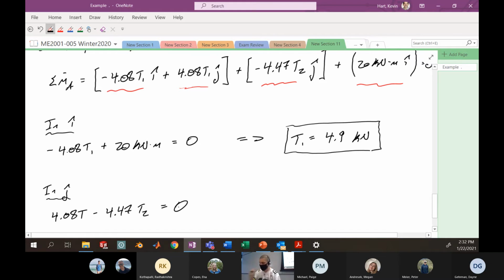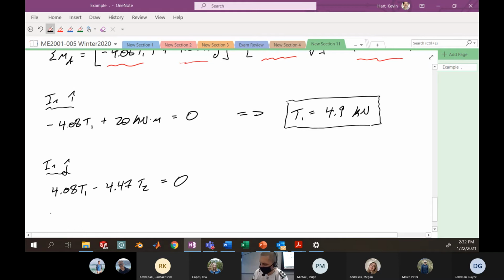Equal to 0. Grab my T1 here. Since I've already solved for T1, I can put that in here directly. Here I know it's 4.9 kilonewtons minus 4.47 T2 is 0.